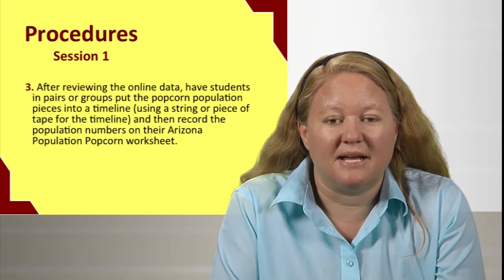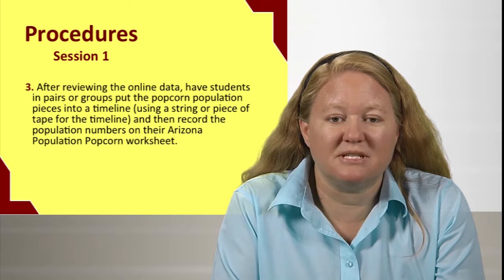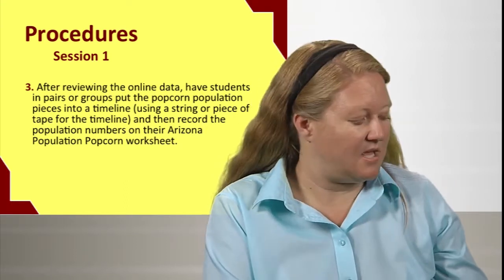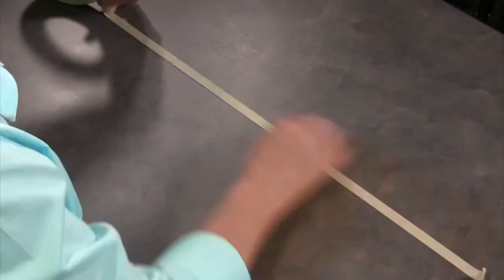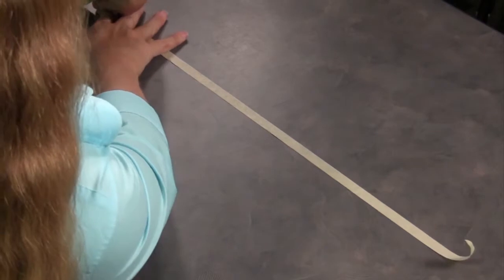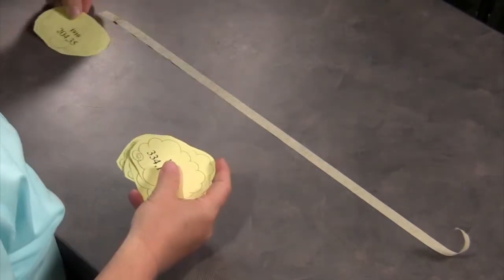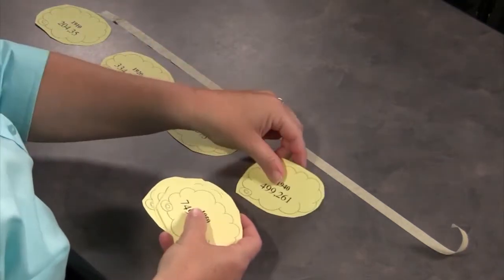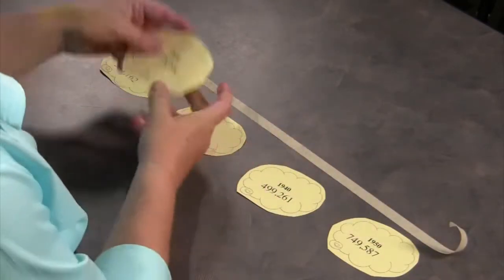Go to the website on census. After reviewing the online data, have students in pairs or groups put the popcorn population pieces into a timeline. You will take a piece of string or a piece of tape and put it across their table. They will then take the popcorn pieces and place the population on a timeline, such as this. The dates go from 1910 all the way to 2010.